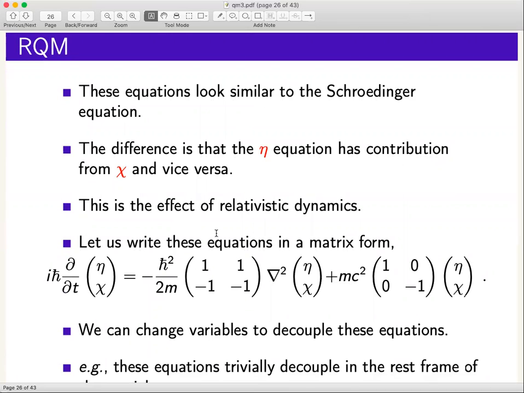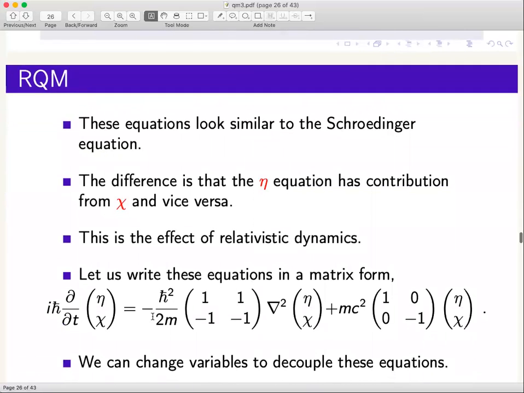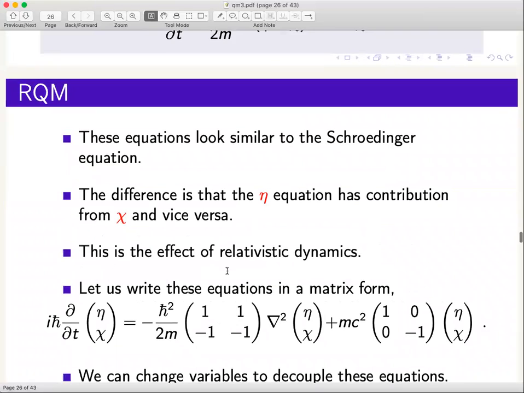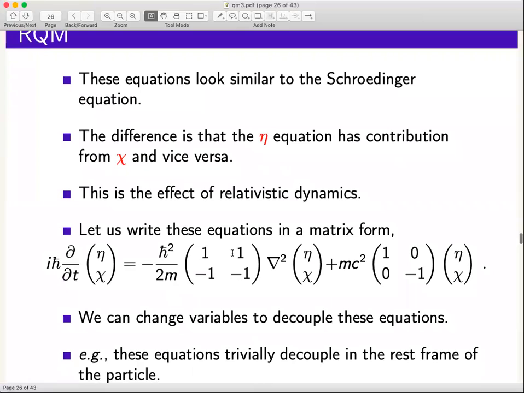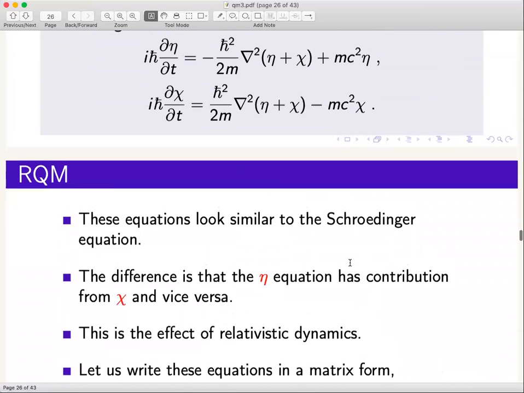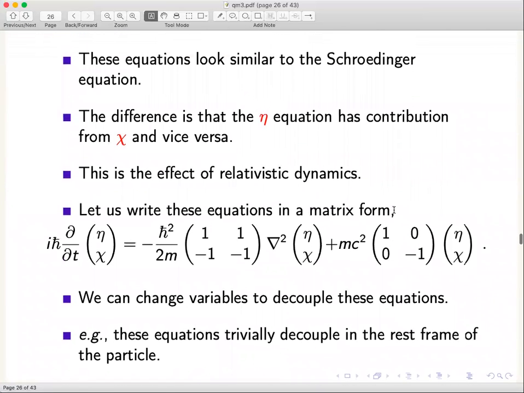The 2 by 2 matrix here is 1, 1, minus 1, minus 1. That is simply because, remember, I'm writing minus h bar squared by 2m outside. So this quantity is 1, 1, whereas if I pull minus h bar squared outside, then this quantity is minus 1, minus 1. So that is how this expression comes about, with a grad square acting on eta and chi. And the mc squared piece is diagonal but has a relative sign. So it comes about in this particular fashion.